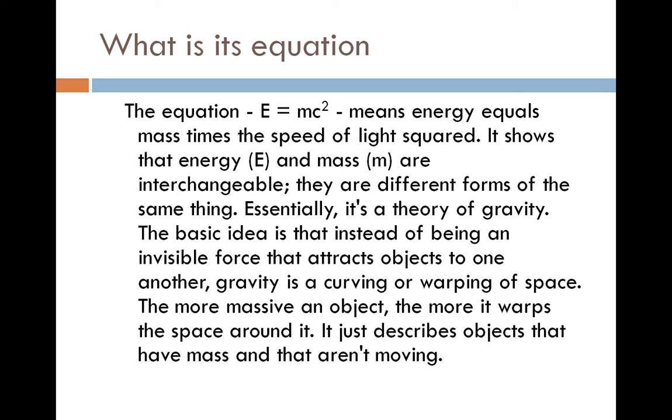What is its equation? The equation E equals mc squared means energy equals mass times the speed of light squared. It shows that energy E and mass m are interchangeable. They are different forms of the same thing. Essentially, it's a theory of gravity. The basic idea is that instead of being an invisible force that attracts objects to one another, gravity is a curving or warping of space. The more massive an object, the more it warps the space around it. It just describes objects that have mass and that aren't moving.